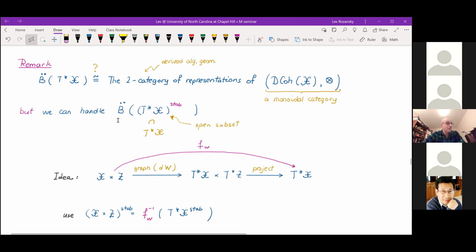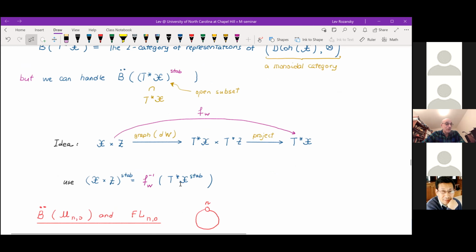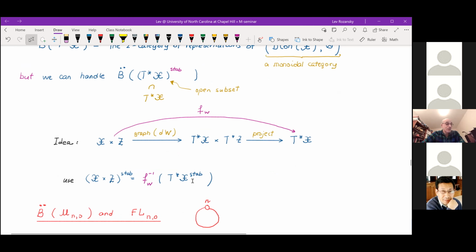Then we can still formulate the two category by using the following. X times Z maps into T star X in a very natural way by W. First of all, dW sends it into T star X cross T star Z as a graph, and then you project, forget about T star Z. So you take the preimage of the open subvariety, T star X stable, and use it in defining matrix factorizations.